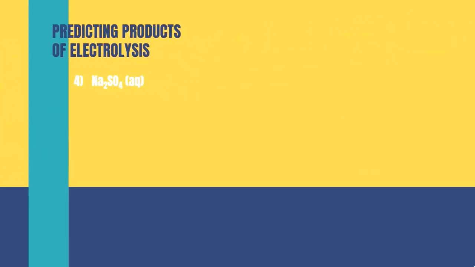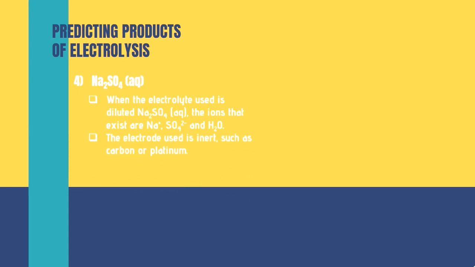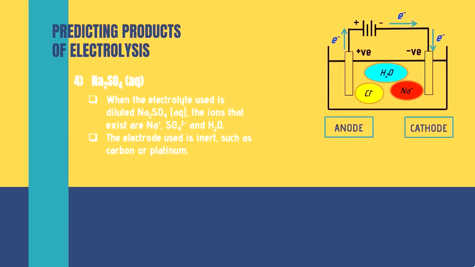Fourth, predicting the products of electrolysis when aqueous sodium sulfate is used as electrolyte. The ions that exist are Na+, SO4 2-, and H2O, while the electrode used is inert, such as carbon or platinum. The setup of the electrolytic cell is as shown. The species attracted to the anode will be SO4 2- and H2O, while the species attracted to the cathode will be Na+ and H2O.